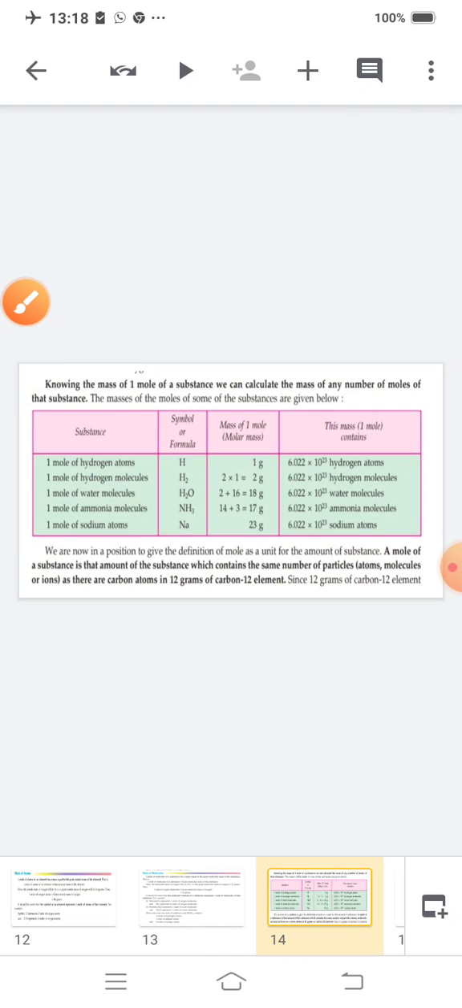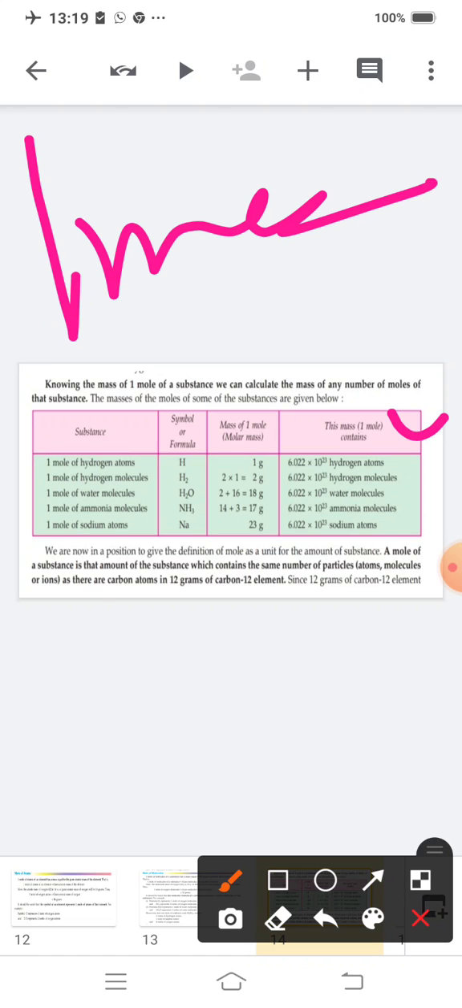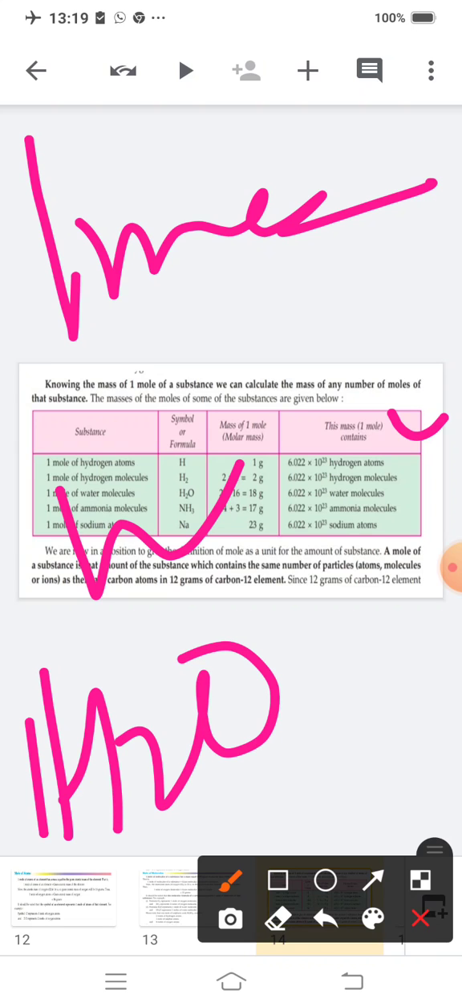Now 1 mole of hydrogen atoms: symbol H, mass of 1 mole is 1 gram, and it contains how many atoms? 6.022 × 10^23. Like that, H2 is 2 × 1, but 1 mole contains 6.022 × 10^23 molecules. So 1 mole of any element or any molecule contains how many particles? If I ask about H2O, 1 mole of water, 6.022 × 10^23 molecules should be there. Is this clear?